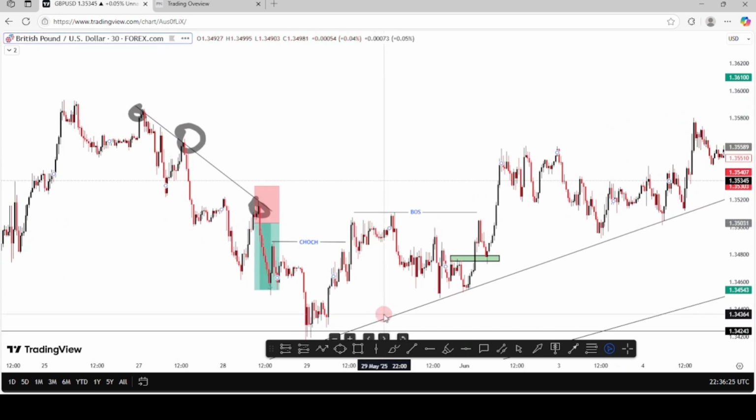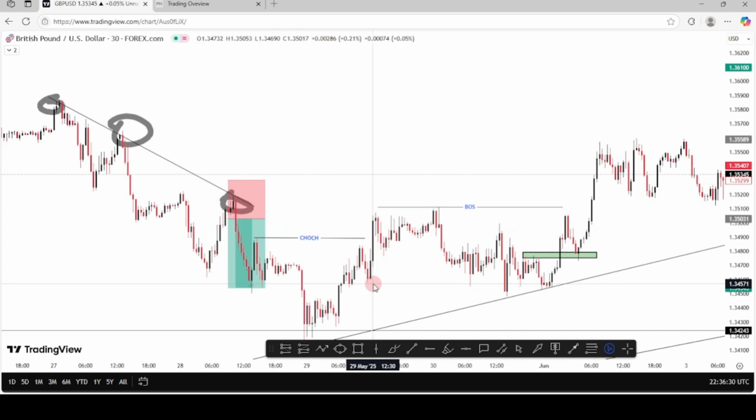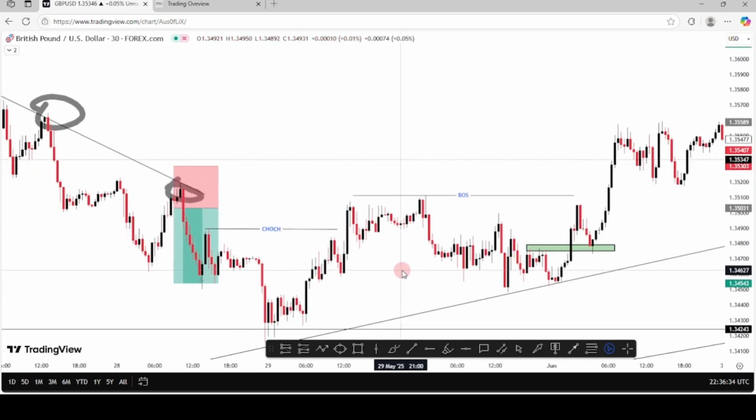Price needs to come to the immediate key levels. So the key levels will be either an order block or the fair value gap. Those are the zones you need to mark if a change of character happens or a break of structure happens. So now let's mark them. We have this place to be our order block.